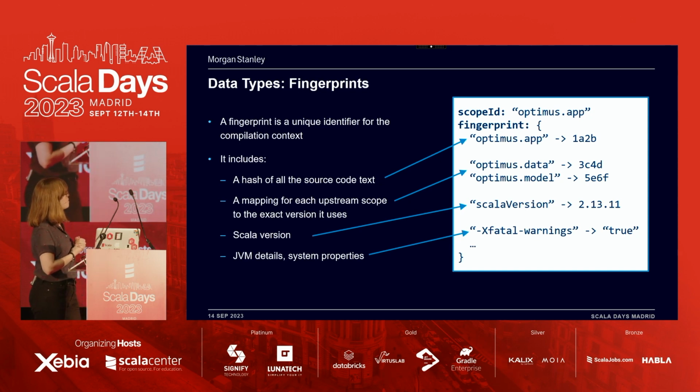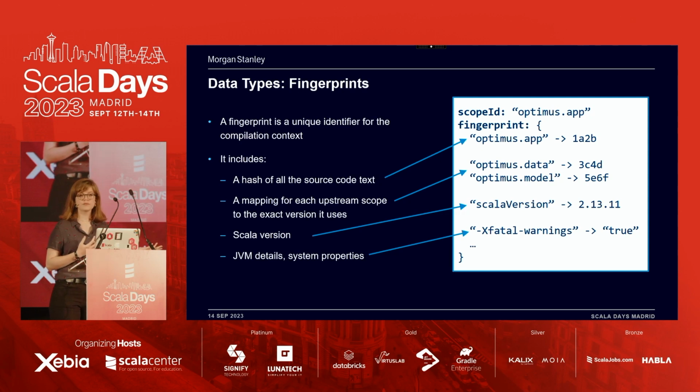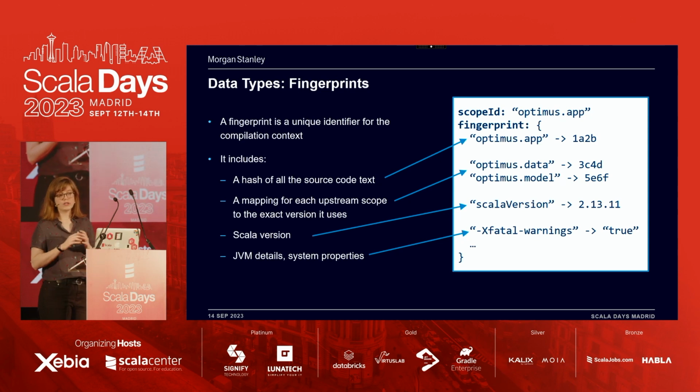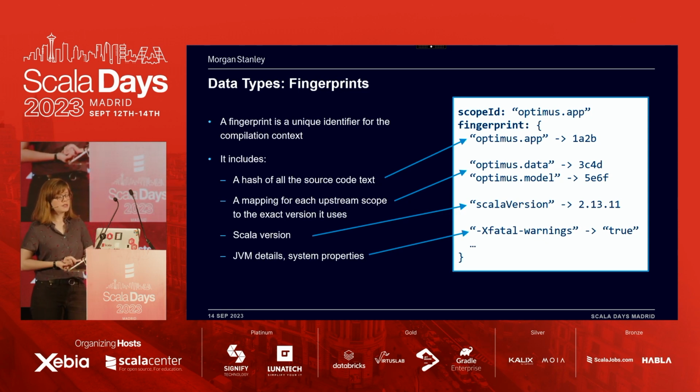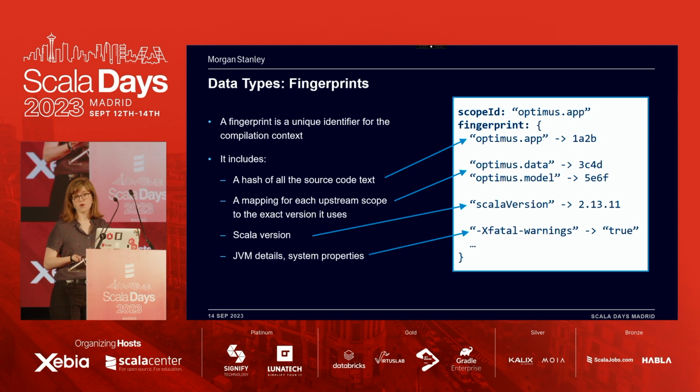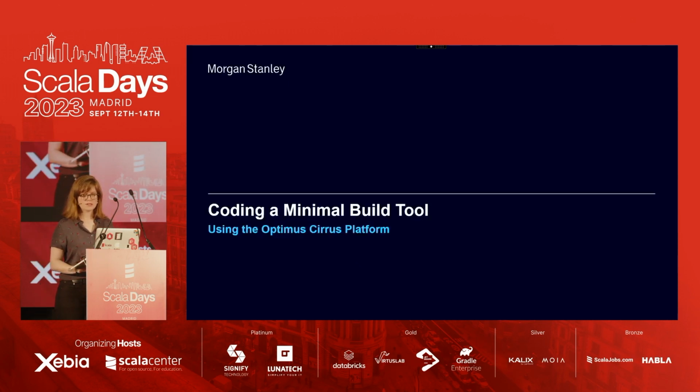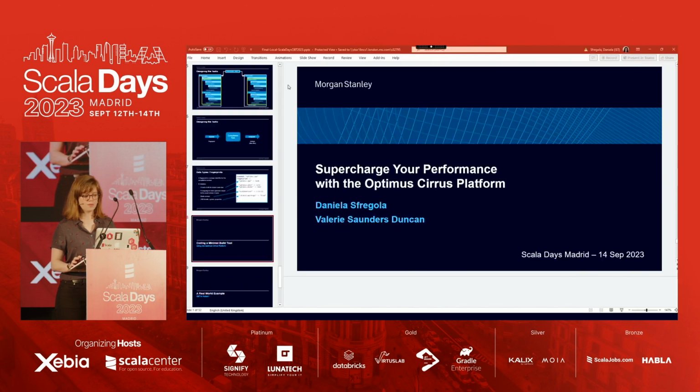We're going to have a mapping for each of the upstreams to their exact versions. We need things like the Scala version, probably the Java version, or library versions. And we're going to need any JVM details or other environmental information that could affect the outcome. So fatal warnings certainly would affect the outcome of your compilation. All right, so with that in mind, we're going to start building our build tool.